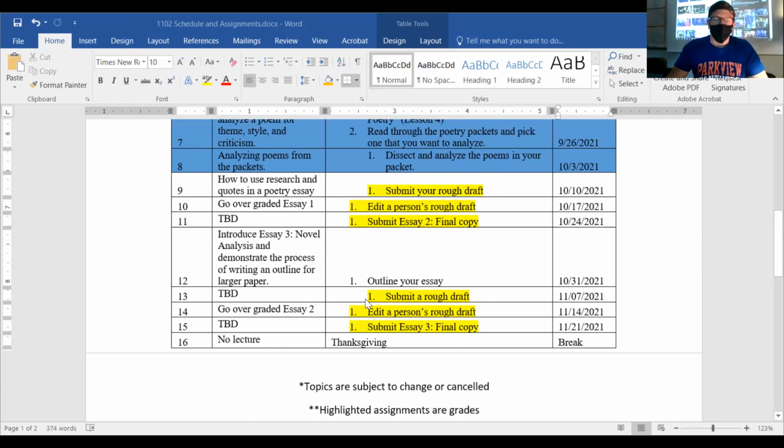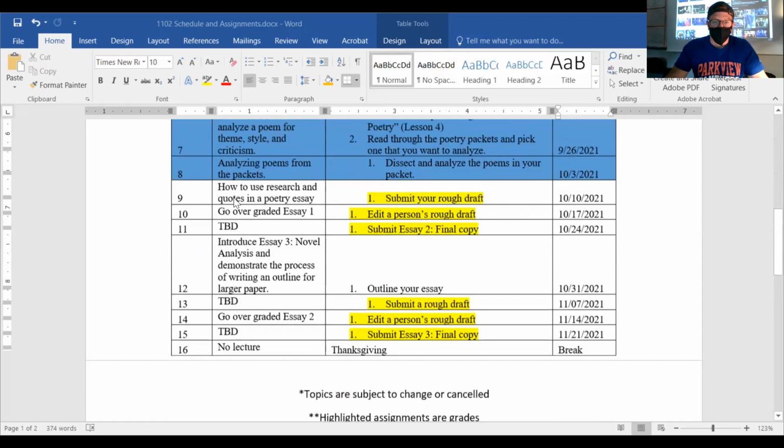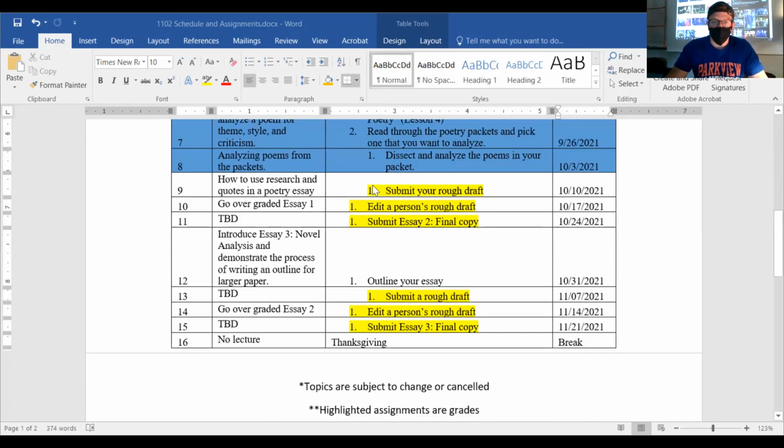Now, in case you haven't noticed, we're more than halfway done with the course. We've covered all of this. You are working on your rough draft right now. You're going to get a completion grade just for submitting a rough draft, which I'll go over. I'll show you where to find the discussion board. You get a grade for editing a person's rough draft. Then you are going to be submitting your actual essay number 2 on the 24th, which is still about 3 weeks from now. Then we'll be getting straight into our last essay, which is about your novel.